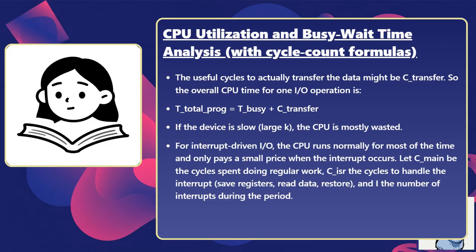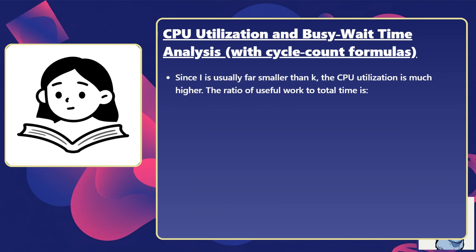For interrupt-driven I/O, the CPU runs normally for most of the time and only pays a small price when the interrupt occurs. Let c_main be the cycles spent doing regular work, c_isr the cycles to handle the interrupt, save registers, read data, restore, and I the number of interrupts during the period. T_total_int = c_main + I × c_isr. Since I is usually far smaller than k, the CPU utilization is much higher.